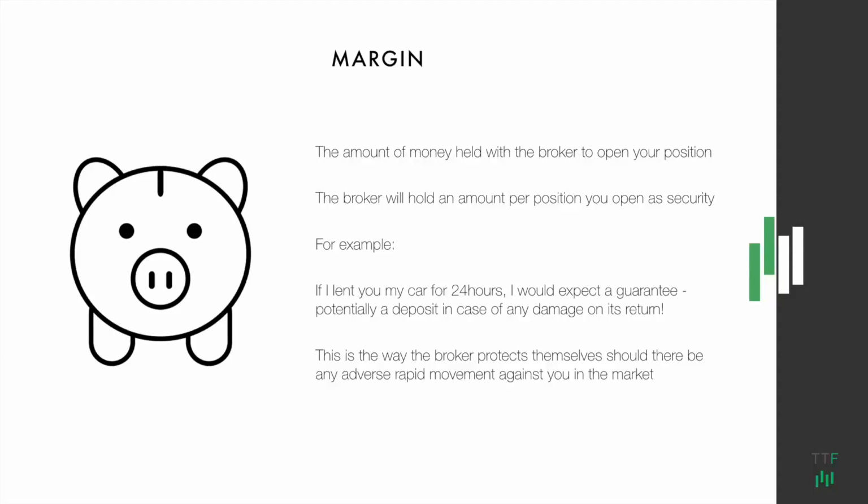So why do they do this? If I was to lend you my car for 24 hours, you would want to give me something in return just as a guarantee, and I would also want something in return as a guarantee. Maybe that could be in terms of a deposit, in case of any damage.